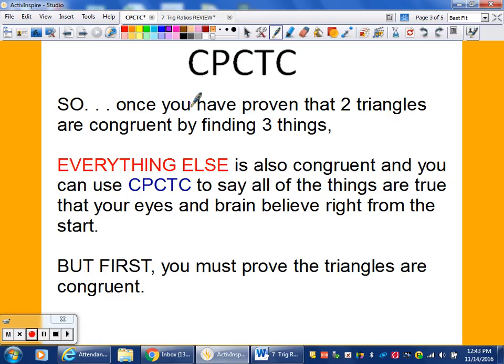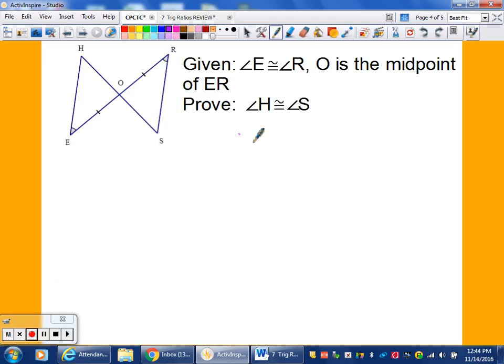So, once you've proven that 2 triangles are congruent by finding those 3 things, everything else is also congruent, and you can use CPCTC, the abbreviation for corresponding parts of congruent triangles are congruent, to say that all the things are true that your eyes and brain believe right from the start. But first, you have to prove the triangles are what? Congruent, okay? So let's try one.